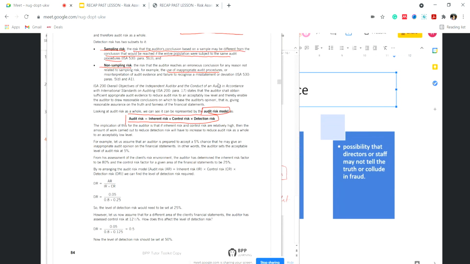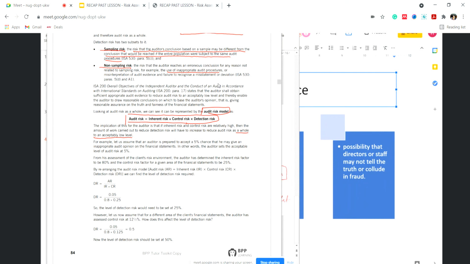So when you set the audit risk, I want to ask you, when you are an auditor, do you want to set audit risk at a low level or high level? Class. Low. Okay, low level. Yes, you must always set your audit risk at a low level, as a whole to an acceptably low level. If inherent risk and control risk are high, you have to reduce your detection risk to a low level in order to set your audit risk at an acceptably low level.